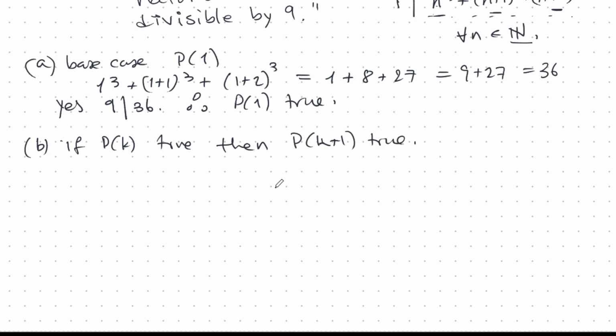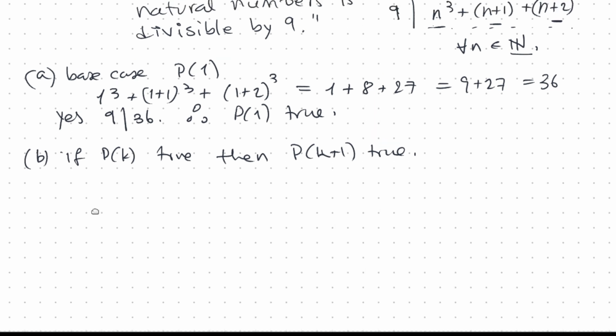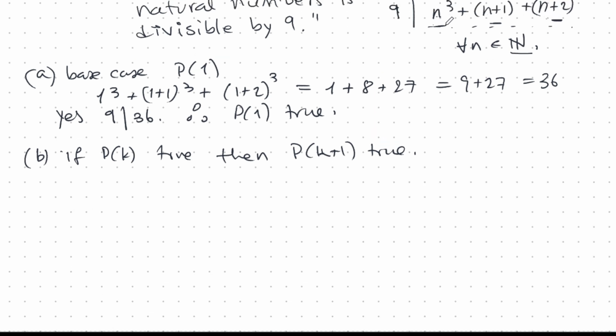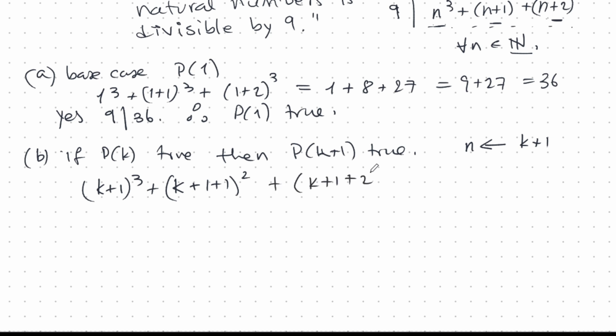So we have to show that P(k+1) is a consequence of P(k). So what does P(k+1) look like? Let's look at the expression and substitute k+1 for n. (k+1) cubed plus (k+1)+1 cubed. Oh, that's a square, it should be a cube. So that's (k+1) cubed plus (k+2) cubed plus (k+3) cubed.